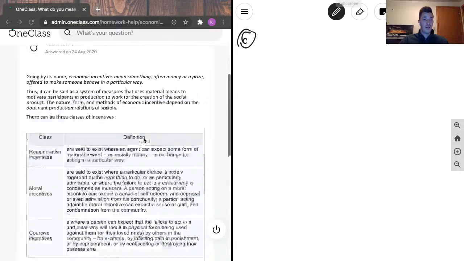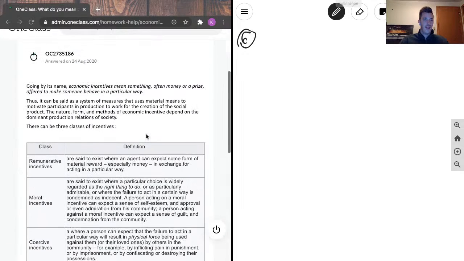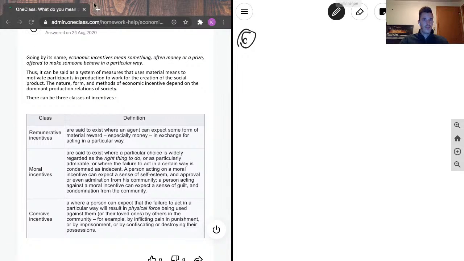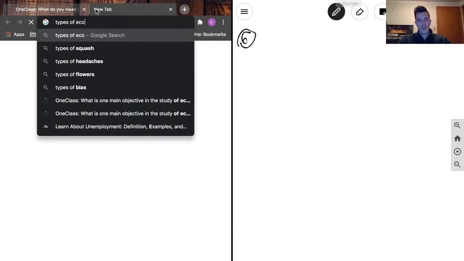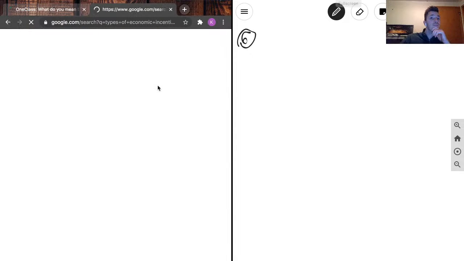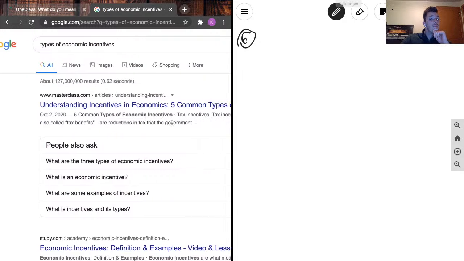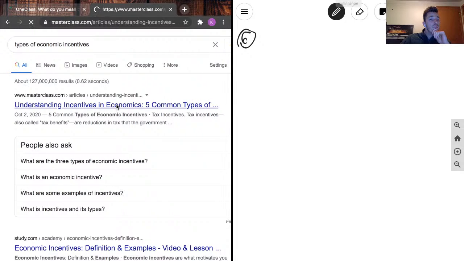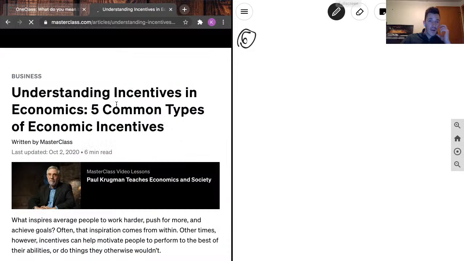I suppose I should look into this quickly because I have to tell them if that's right or wrong. Maybe I'll search types of economic incentives. Five common types.